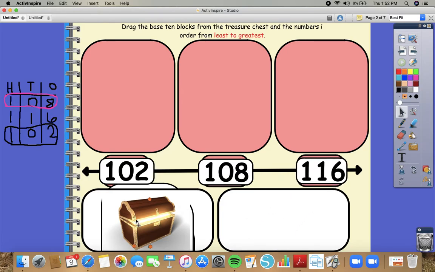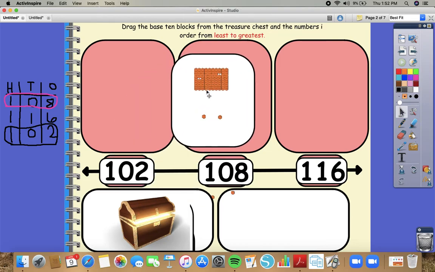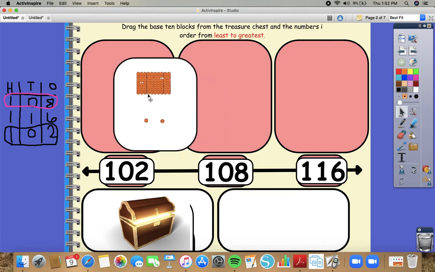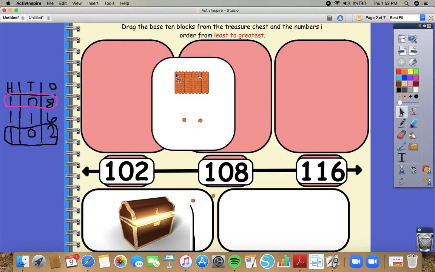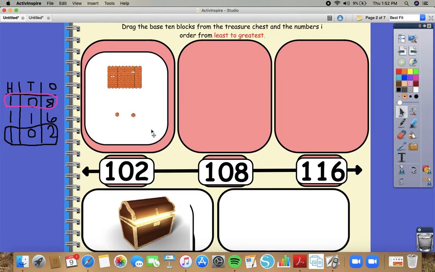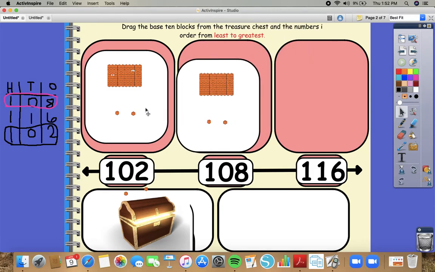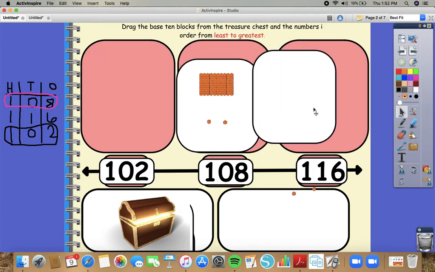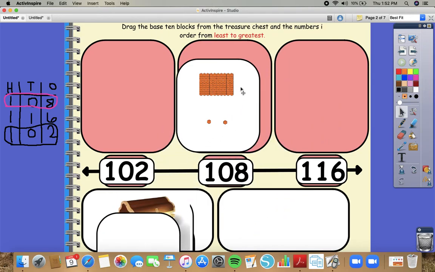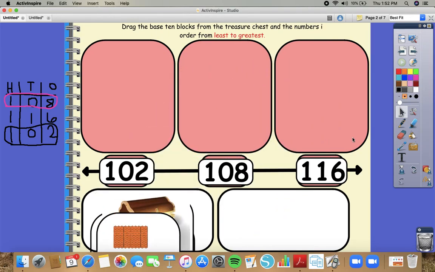We also have some place value blocks. Alright, so we have 100, 101, 102. So that would go right here with 102. Let's see what our next one is. Oh, no, that one's supposed to be 102. I'm missing one, okay, we're just going to skip this one because it's not on there right. So we're going to just draw them.